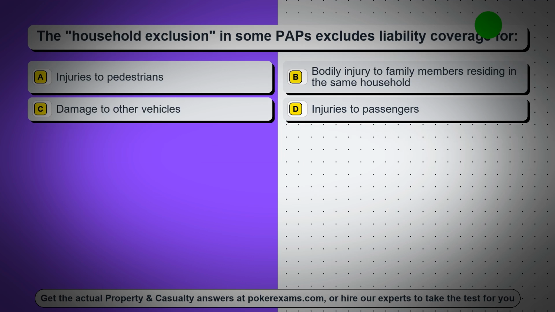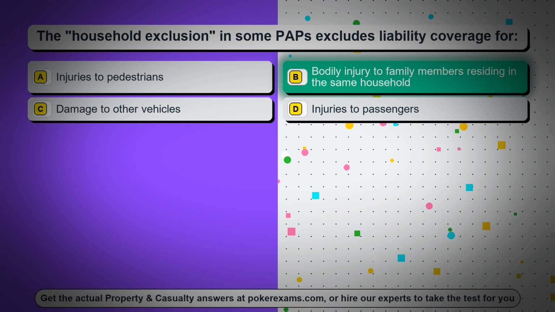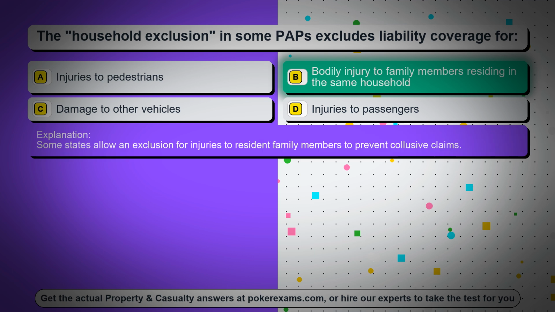Question 41. The household exclusion in some PAPs excludes liability coverage for option A, injuries to pedestrians. Option B, bodily injury to family members residing in the same household. Option C, damage to other vehicles. Option D, injuries to passengers. The correct answer is option B, bodily injury to family members residing in the same household. Some states allow an exclusion for injuries to resident family members to prevent collusive claims.